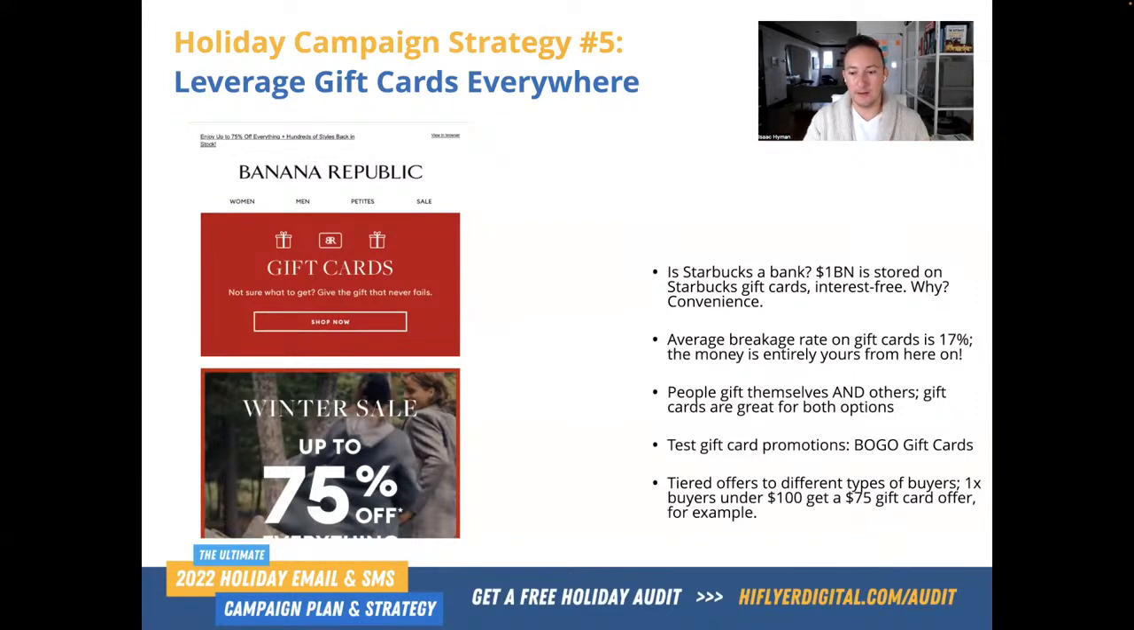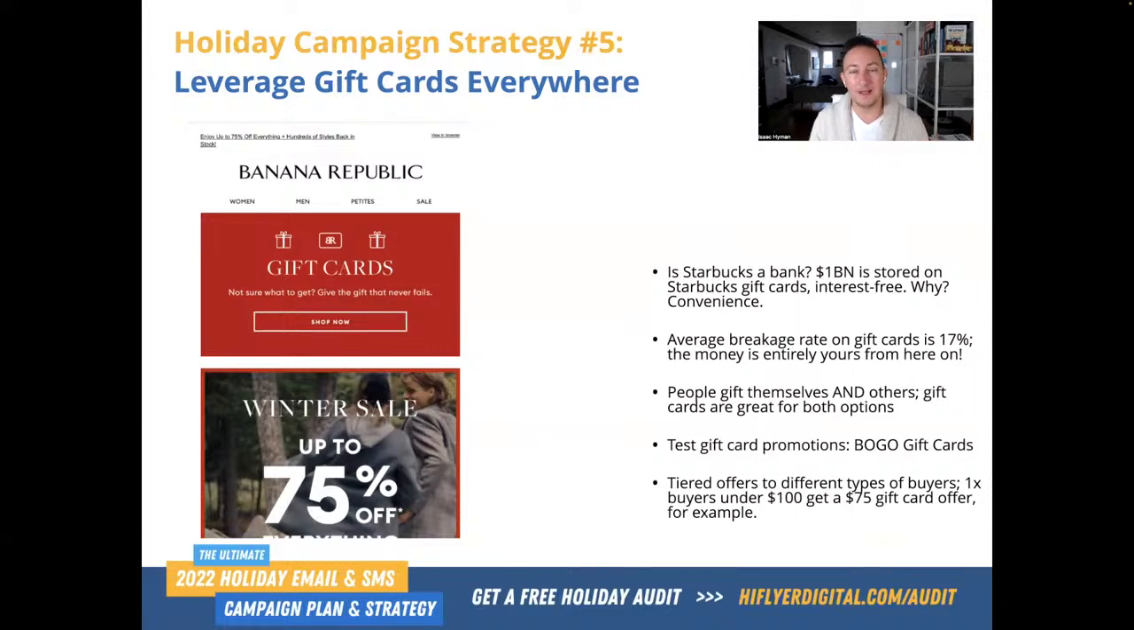And you see right here, you can also do a tiered offer, right? One-time buyers under $100 get a $75 gift card offer, for example. They never bought above $100, but if you give them a gift card for $75, for $100, maybe they'll increase their AOV, right? So experiment with different promotions to get them to buy more gift cards.